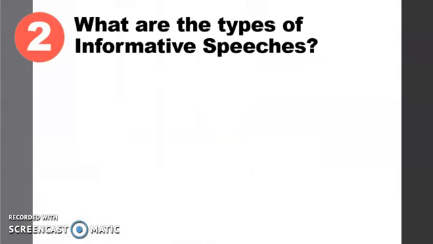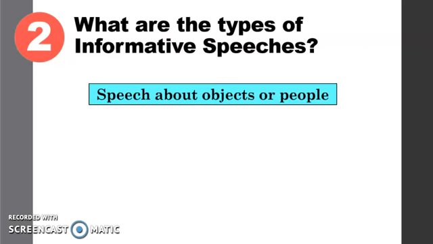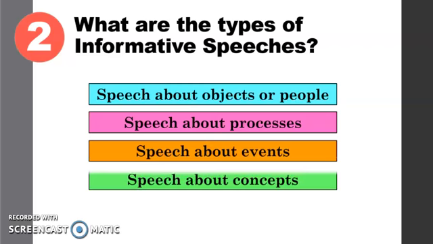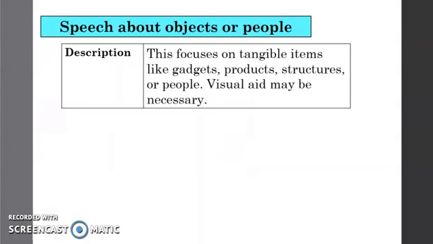Generally, there are 4 types of informative speeches which vary depending on the topic. These are speech about objects or people, speech about processes, speech about events, speech about concepts. When we say speech about objects or people, this focuses on tangible items like gadgets, products, structures, or people, although you may use visual aid if it is necessary.